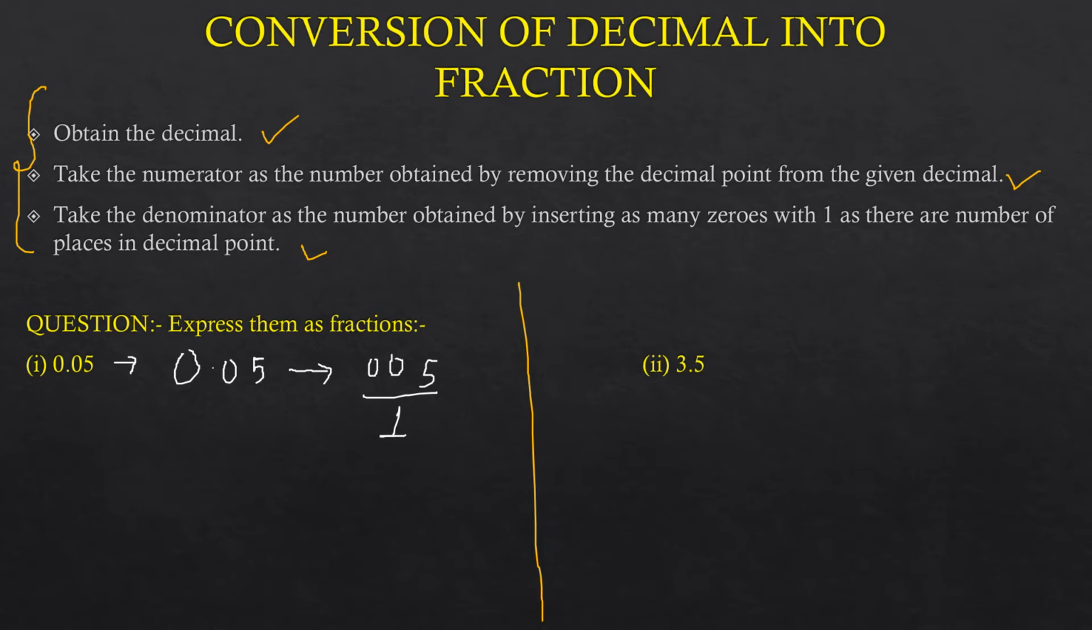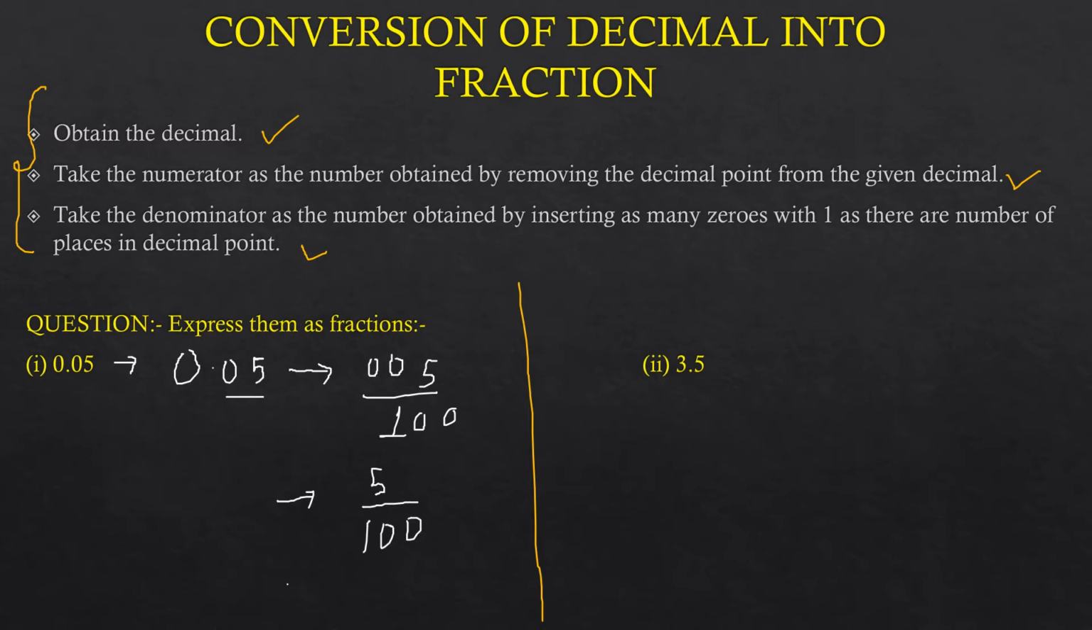Now the third step says we have to insert as many zeros as the number of places in the decimal. You can see we have 2 decimal places here, so we will insert 2 zeros. Now 005 can be simply written as 5 because the zeros before this 5 have no value. Therefore we can write the numerator as 5, and the denominator will be 100.